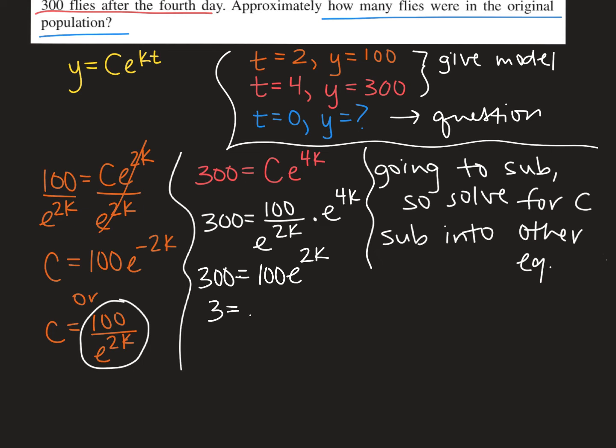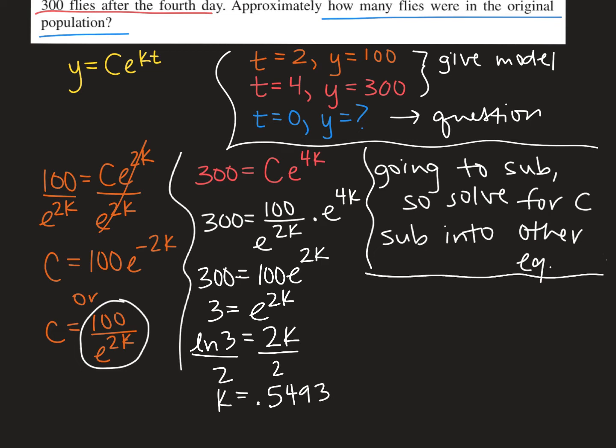So I'll have 3 equals e to the 2k. Taking the natural log of both sides and using the power property, dividing by 2, that will allow us to solve for k. K, using our calculator, is 0.5493. That makes sense that k is positive. Now I'm going to solve for c here. So I know that y equals c e to the 0.5493t.